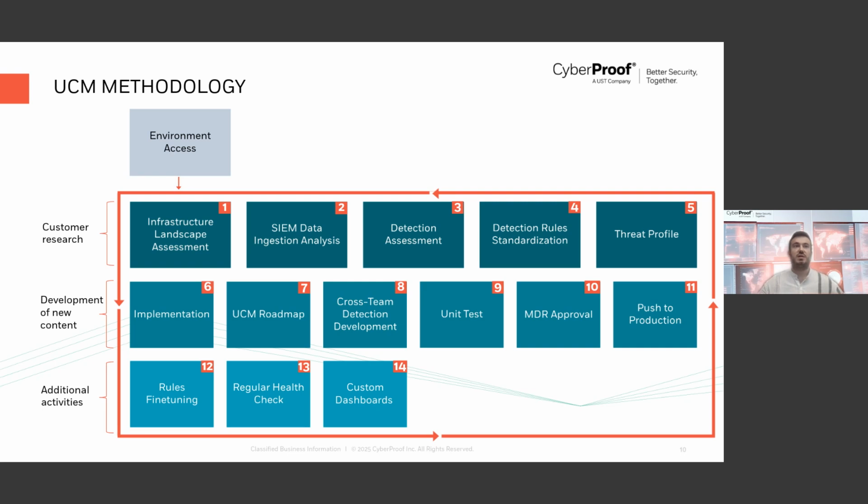Next step is data ingestion analysis. So we make sure what is ingested into the SIEM and whether it has the right format that is required for our rules. Step number 3 is detection assessment. So it mostly consists of existing rules analysis, where we just make sure that all of the existing rules are effective. And step number 4 is standardization of all of those rules into our CyberProof standards. So it's mainly naming convention, and also we are mapping everything to MITRE.